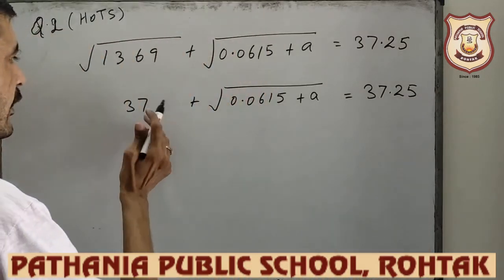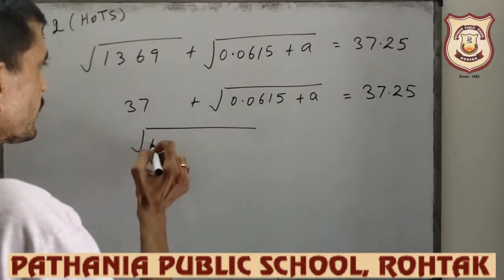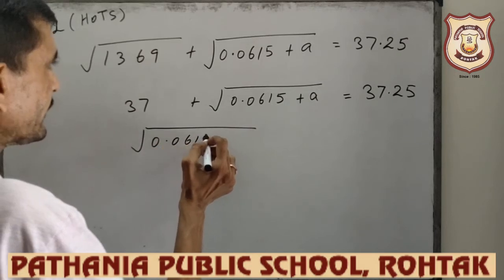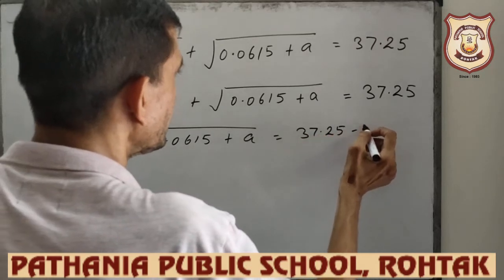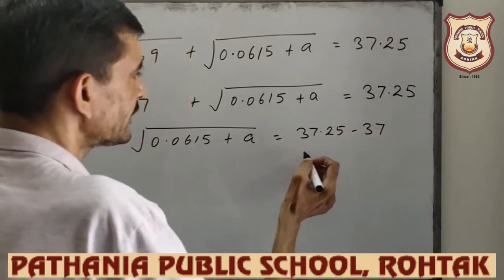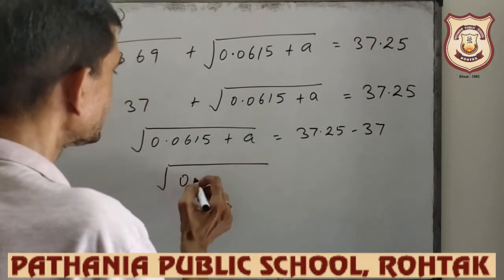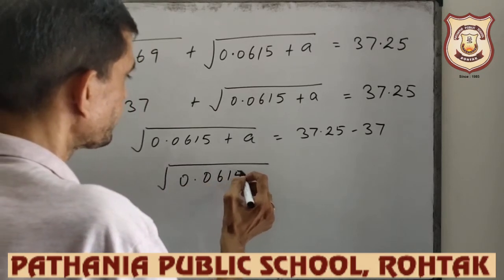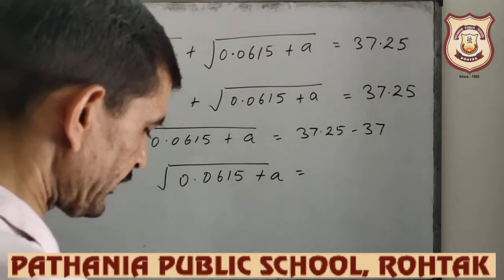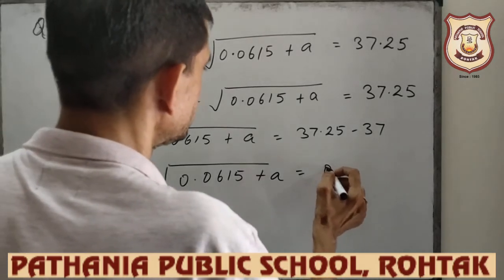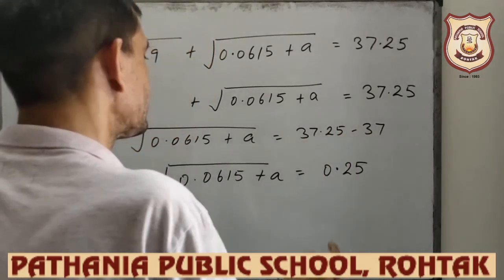Now I want to take this 37 to this side. I can write here square root of 0.0615 plus a is equal to 37.25 minus 37. What is it? If you subtract 37 from this, then what will you get? Yes, it is 0.25. This is 37.25 minus 37.